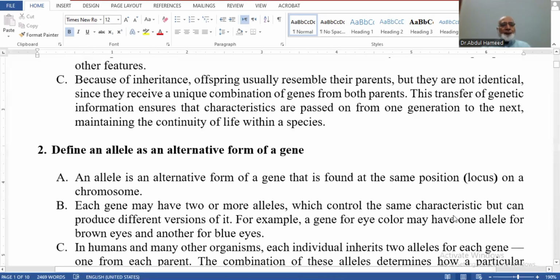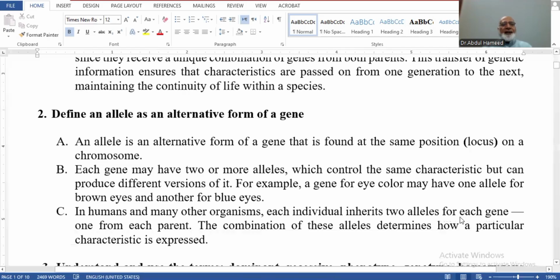So the second subtopic is to define allele as an alternative form of a gene. We know that in an organism having two sets of chromosomes, that is diploid, there are two chromosomes, and on both the chromosomes a particular segment of gene is there, but the alternate forms of that gene are alleles to one another. So if the alleles are the same, then the individual is homozygous. If the alleles are different, then heterozygous. This concept will come later on.